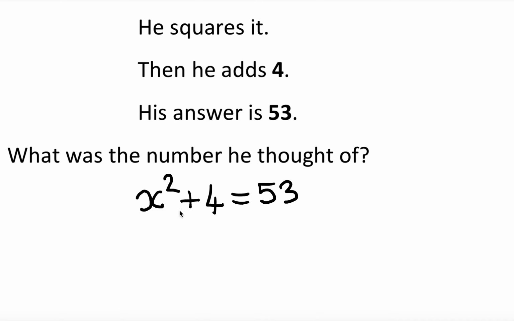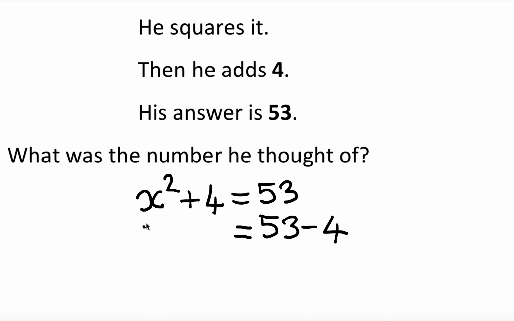The first thing we can do is take 4 away from this side of the equation, so that'd be 53. Whatever we do to one side, we have to do to the other. So if we're taking 4 away from there, we have to take 4 away from the other side.